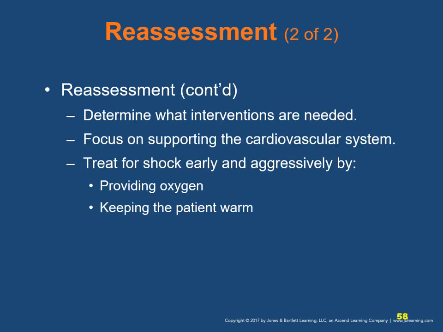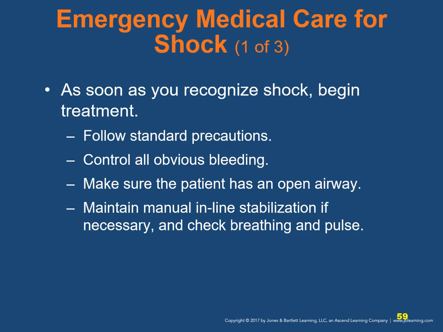Determine what interventions are needed for your patient based on the assessment findings. Focus on supporting the cardiovascular system. Treat for shock early and aggressively by providing oxygen and keeping the patient warm. Emergency medical care for shock: you must begin immediate treatment for shock as soon as you realize that the condition may exist. Follow standard precautions. Control all obvious external bleeding. Place dry, sterile dressings over the bleeding sites and secure with bandages.